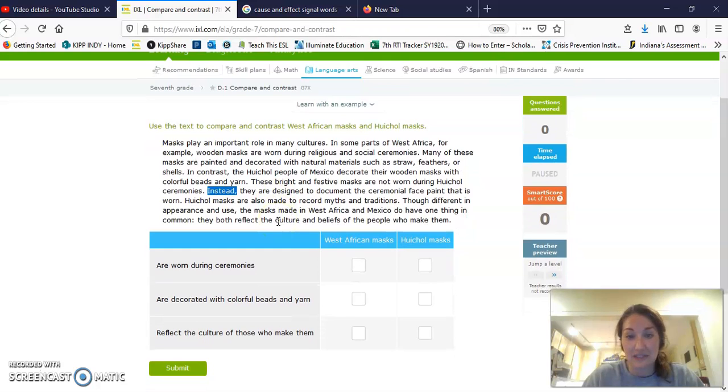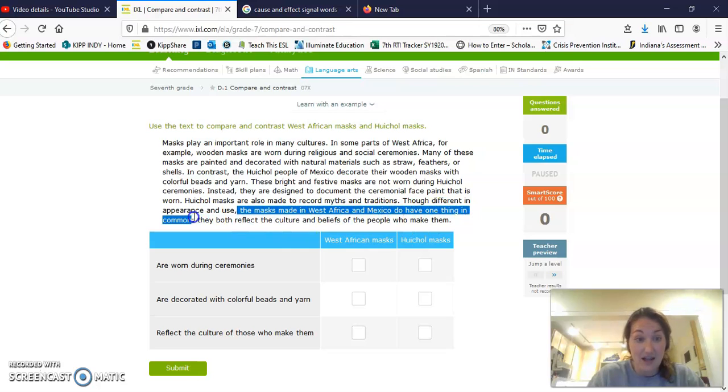Let's see if we find any similarity words. Ooh, I see down here in this last sentence, it says the masks made in West Africa and Mexico do have one thing in common. They both reflect the culture and beliefs of the people who make them. So seeing that transition phrase, one thing in common, shows me that they only have one similarity. The rest are differences. But that similarity is that they both reflect the culture and beliefs of the people who make them.